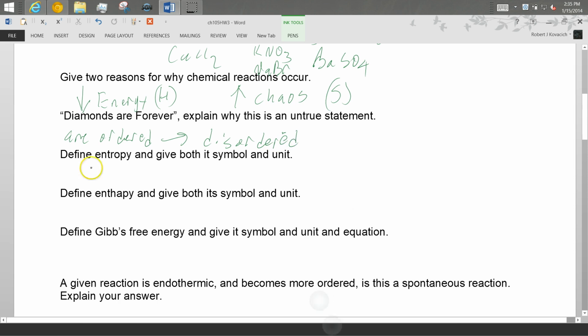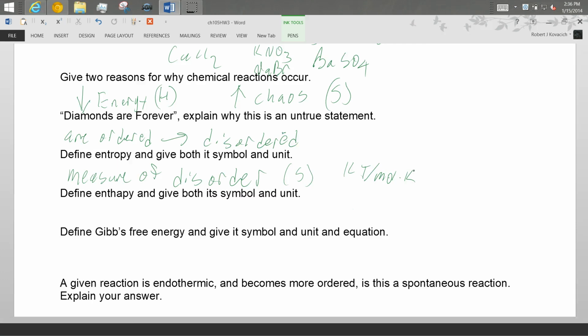Okay, entropy. It's a measure of disorder, and its symbol is an S, and its units are usually kilojoules per mole times Kelvin. Just again, want to make sure that we're realizing that it's a measure of the disorder, not the order. So the more chaotic it is, the more entropy you have.